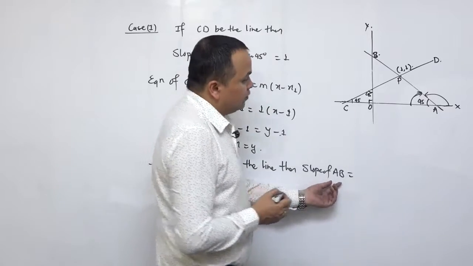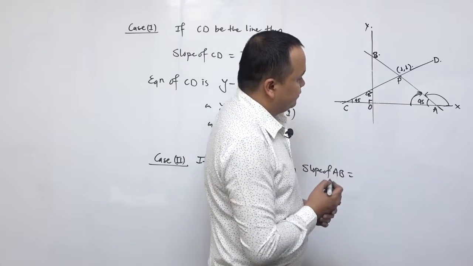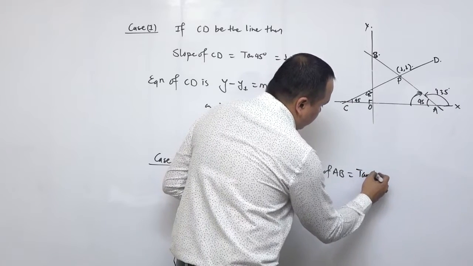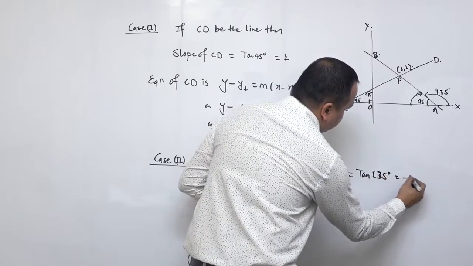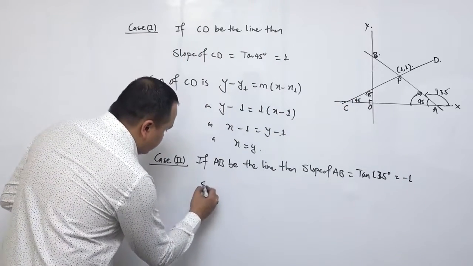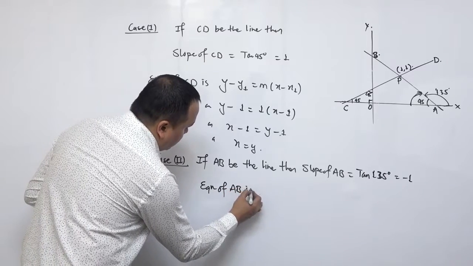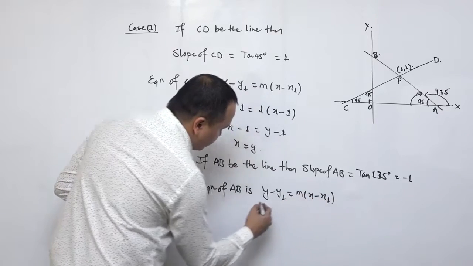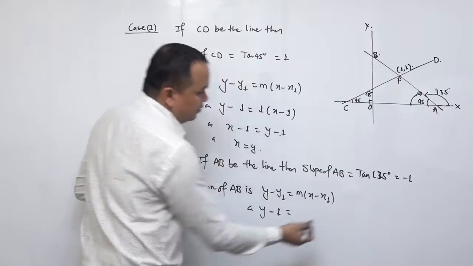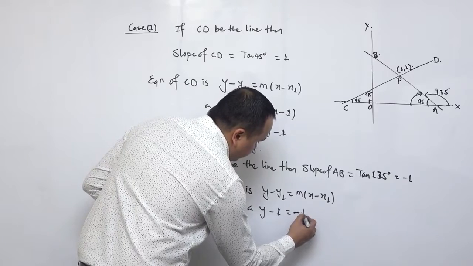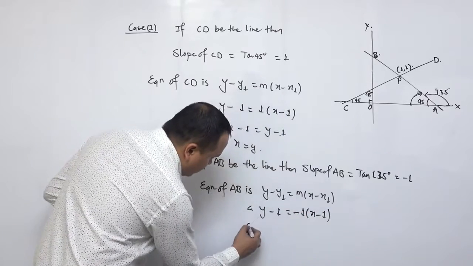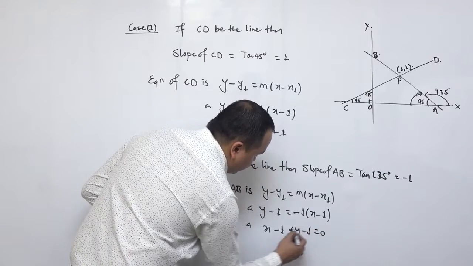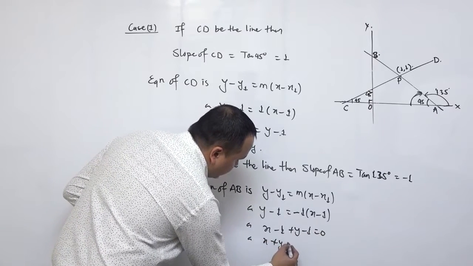So many people here take tan 45 when finding the slope of AB, but that is not the slope of AB, so we take this angle, 135, tan 135. This is minus 1. The equation of AB is y minus y1 is equal to m times x minus x1, or y minus 1, again m is minus 1, x minus 1, or x minus 1 plus y minus 1 is equal to 0, or x plus y is equal to 2.